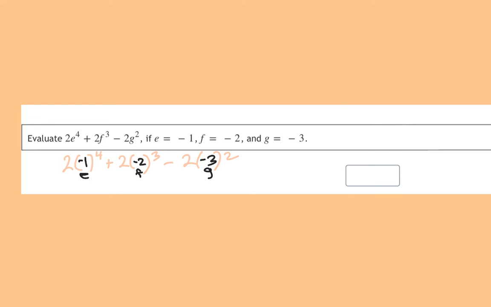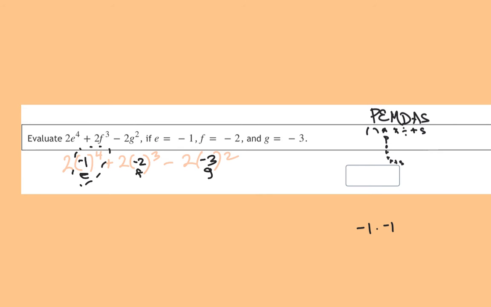And we have to remember "Please Excuse My Dear Aunt Sally," which is parentheses, exponents, multiply, divide, add, and subtract, right? But in this situation, our exponents and our parentheses are tied in together. So basically, that's the part that's going to need to be done first for each section. So a -1 to the 4th power, I'm going to come over here and do that for you.